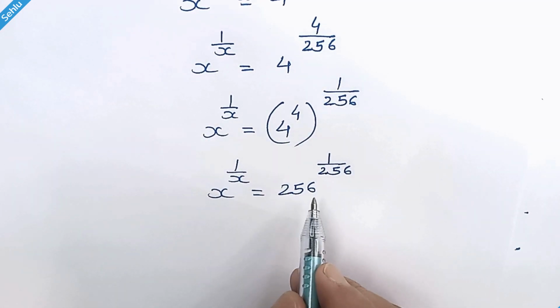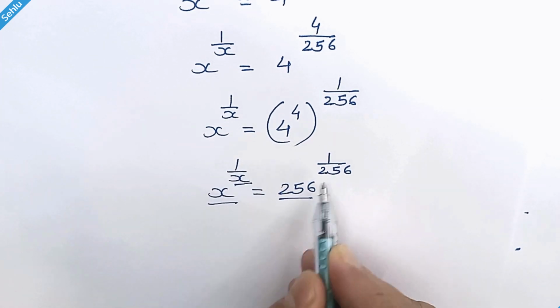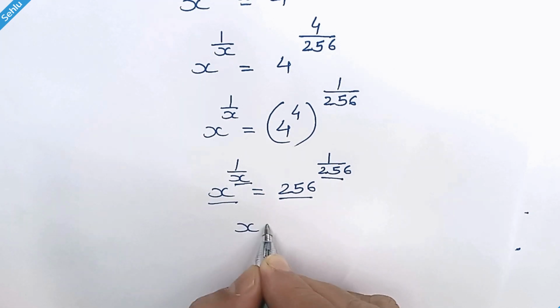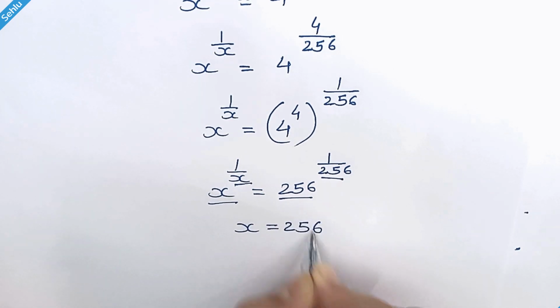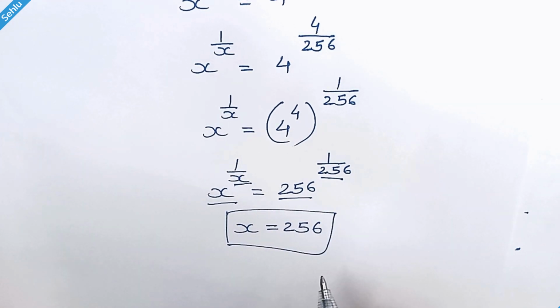On both sides, it's the same position of x and 256. So we can equate x is equal to 256. The principal equation can have multiple real values for x, but we need the integer only. So x is equal to 256 is the answer.